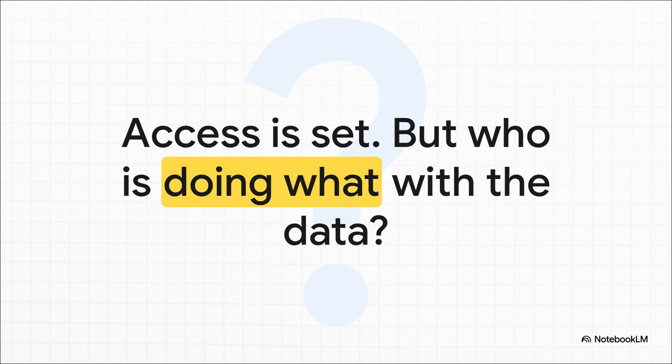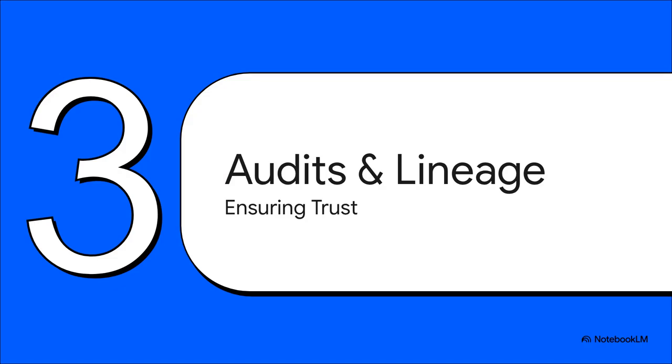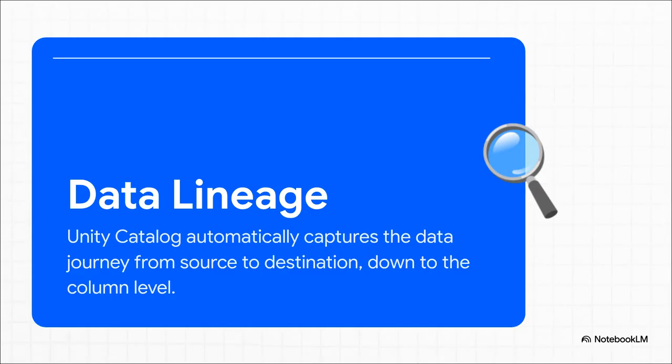Okay, so the walls are up, the access rules are in place, our platform is feeling pretty secure. But how do we actually prove it? How do we know who's really doing what with the data? Who was it that queried that super sensitive PII table yesterday at 3 in the morning? For that, we need to install our security cameras and break out the detective's toolkit. This is where audit logs and data lineage come in, and they provide that layer of transparency and trust that every serious data platform has to have. Let's start with lineage, because this is just plain cool.